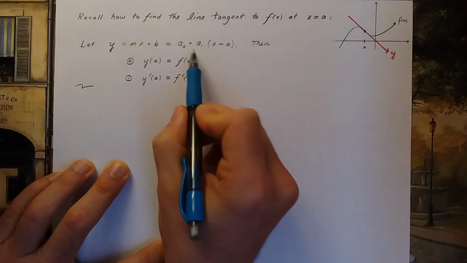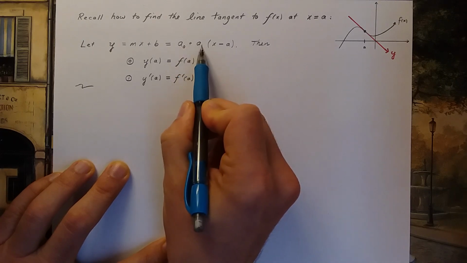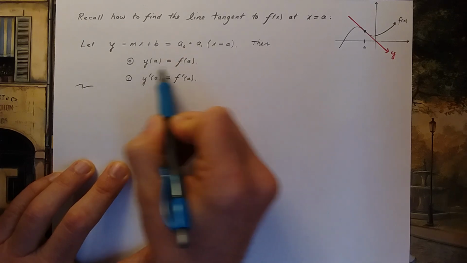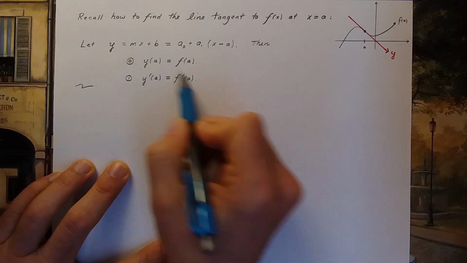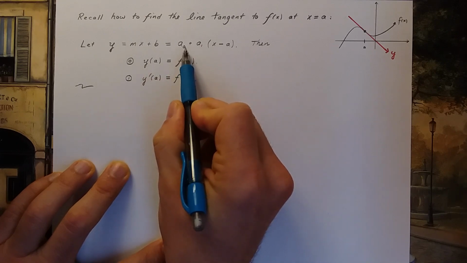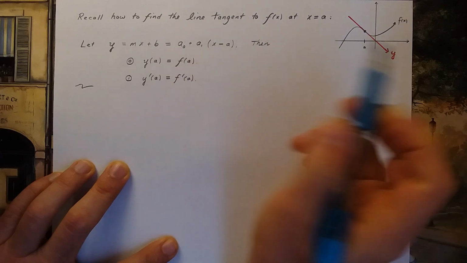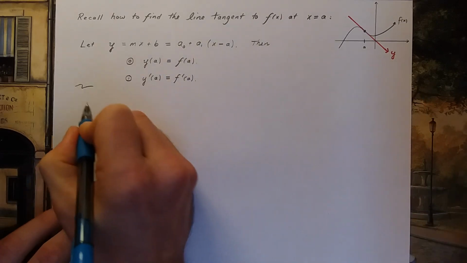I have two unknowns in the line, a0 and a1. I have two equations, equation 0 and equation 1. Equation 0 can help me find a0, and equation 1 can help me find a1. Let's do an example.